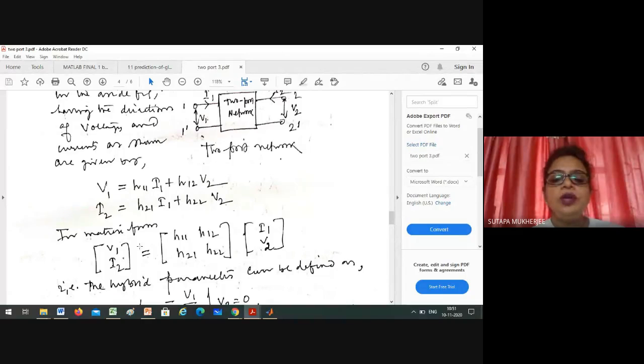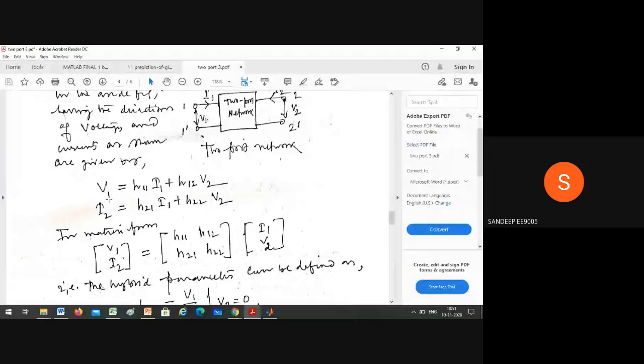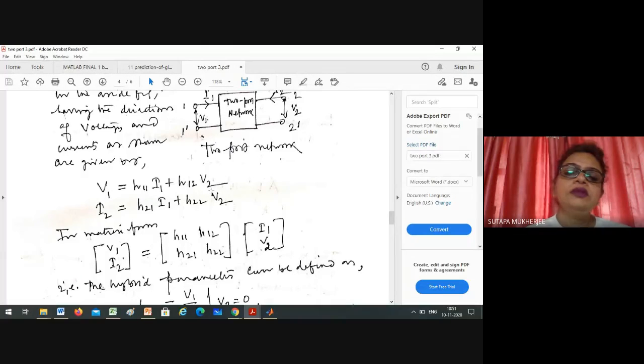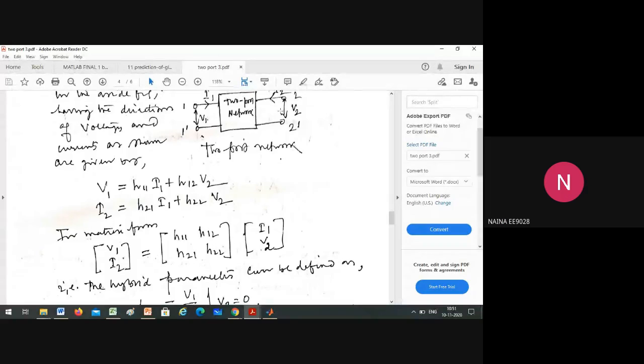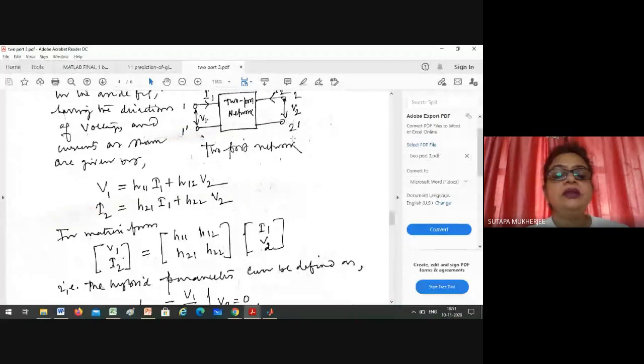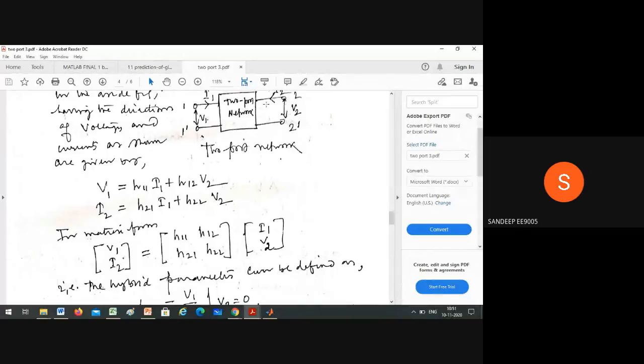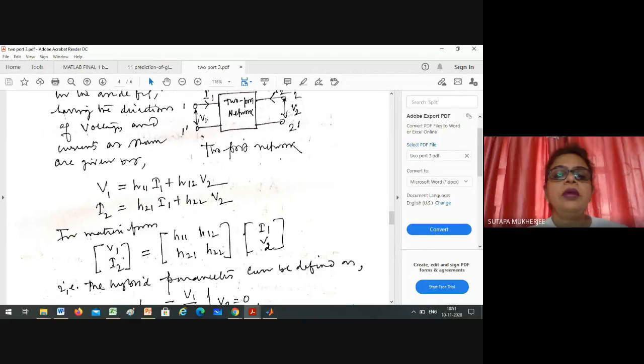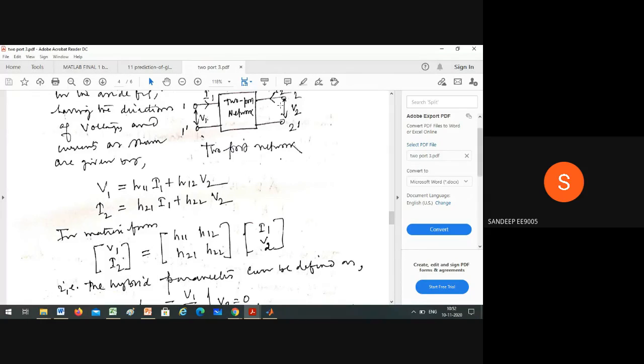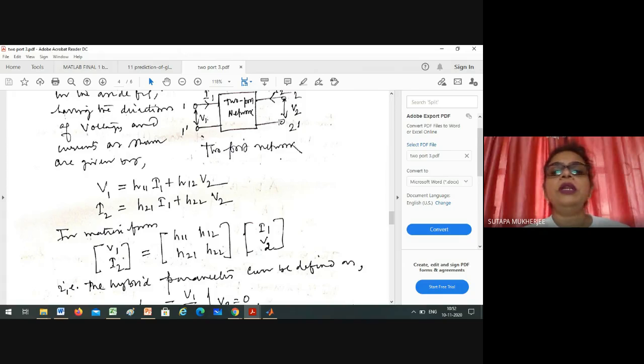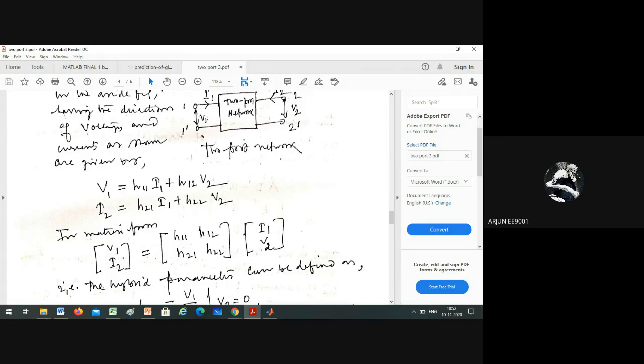Now the hybrid parameters can be defined. Someone tell me, what is H11? V1 by I1 when V2 is 0. What does this V2 equal to 0 mean? Short circuit. Which port is short circuited? The second port, ma'am. What do we call this port? The receiving port.